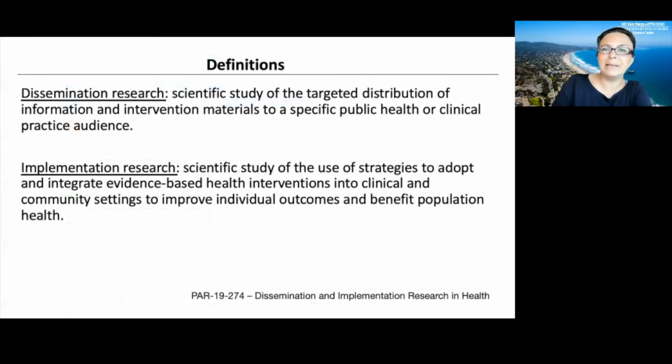The ultimate goal of dissemination and implementation science is to address this evidence practice gap and facilitate the more rapid and complete dissemination and implementation of evidence-based programs into routine care across diverse settings, populations, and topics. As such, dissemination research is defined as the scientific study of the targeted distribution of information and intervention materials to a specific public health or clinical practice audience. And implementation research is conceptualized as the scientific study of the use of strategies to adopt and integrate evidence-based health interventions into clinical and community settings to improve individual outcomes and benefit population health.